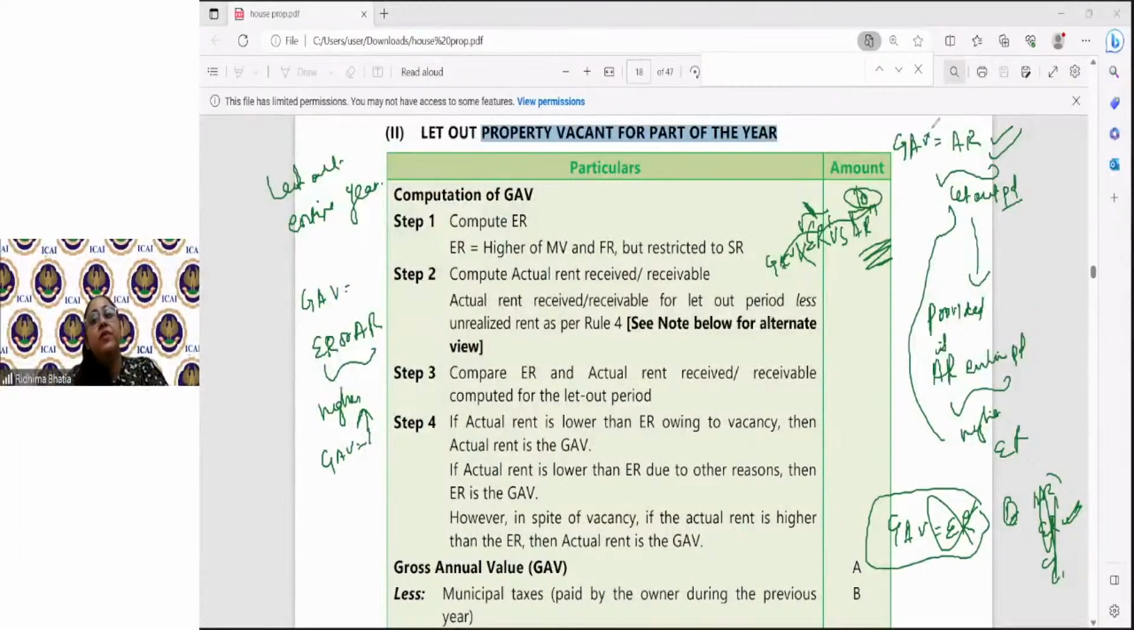That's why GAV would be the actual rent for the let out period, because this is a genuine case and vacancy की वजह से only it is getting lower. Otherwise, if it would have been for the entire period, it would have been the higher amount. So that's why, owing to genuineness of vacancy, it is getting lower. Then only you will take your GAV as your actual rent for the let out period.